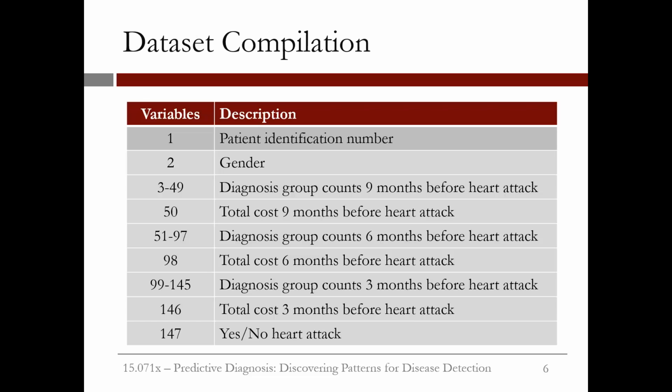How is the data organized? There were 147 variables. Variable 1 is the patient's identification number, and variable 2 is the patient's gender. There were variables related to the diagnosis group counts 9, 6, and 3 months before the heart attack target period. There were variables related to the total cost 9, 6, and 3 months before the heart attack target period. And the final variable, 147, includes the classification of whether the event was a heart attack or not.